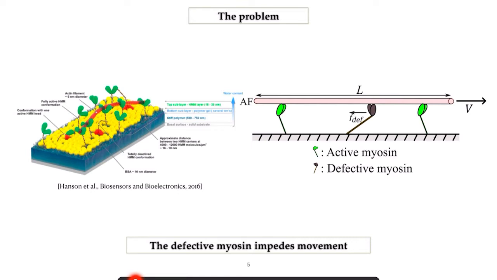In our study, we developed a mathematical model and represented the defective myosin as a spring. As shown by the schematic on the right, when the defective myosin binds to the actin filament, it does not release the filament until it is forced by a greater force to detach.